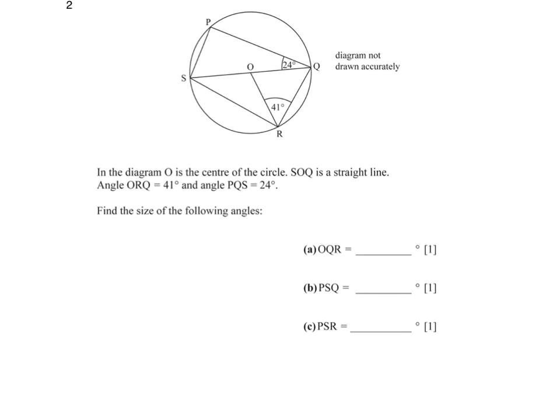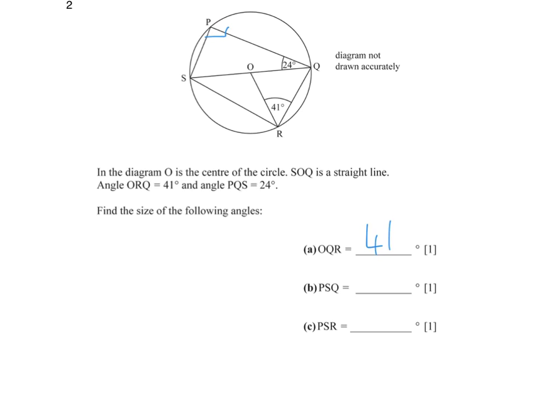In this question, the first thing we are asked to find is angle OQR. Given that OR and OQ are both radii, that means that this is an isosceles triangle, so OQR is 41 degrees. To find PSQ, we use the fact that SQ is a diameter, and the angle subtended by a diameter is always a right angle. So angle P here is 90 degrees.